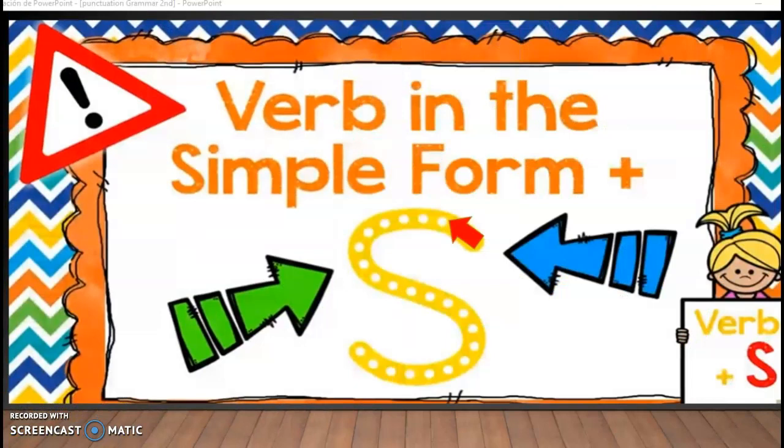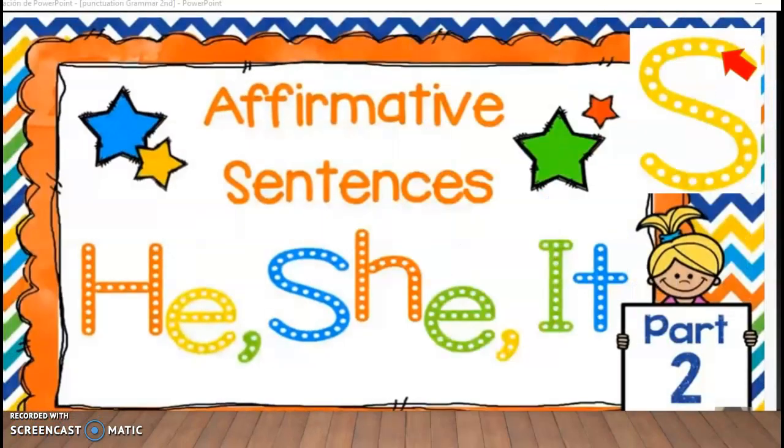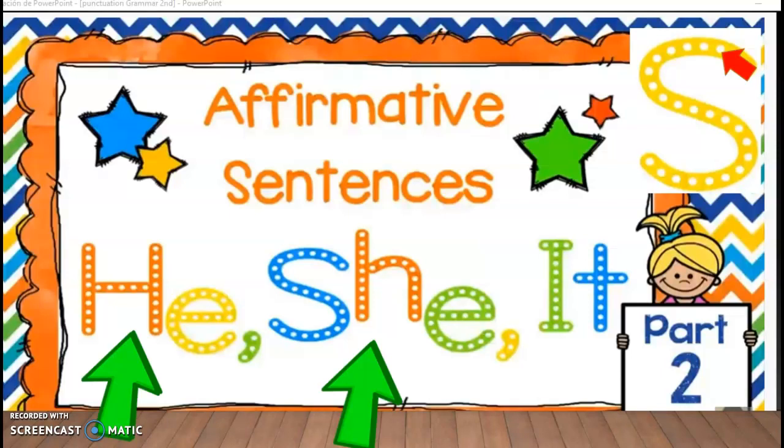With subjects he, she, and it, we need to add a magic S at the end of the verb. We need to add a magic S at the end of the verb with he, she, and it as a subject. Magic S.